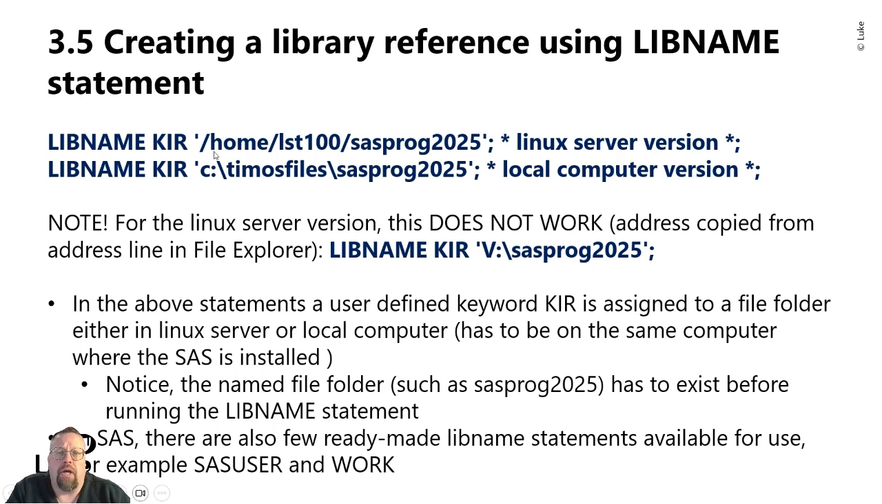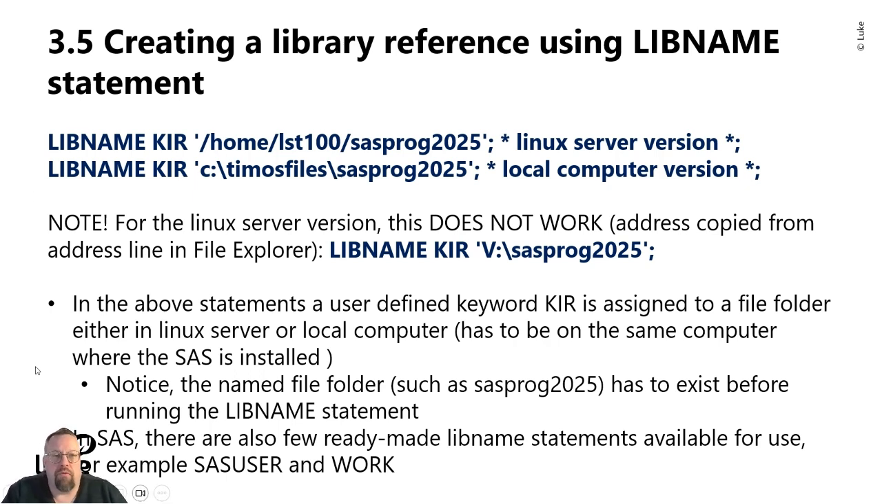So in this Linux server version, I'm indicating that I want to create a library reference that would refer to this folder called SASPROC 2025 that's located under my home folder on the Linux SAS server that we are using. So this is just my user ID here. If SAS is installed on your local computer, then you just give the folder path as you would normally, and that's that. The important thing to notice is that in the Linux server, it's this way that you put these lines here, and then in the local computer they are backwards.